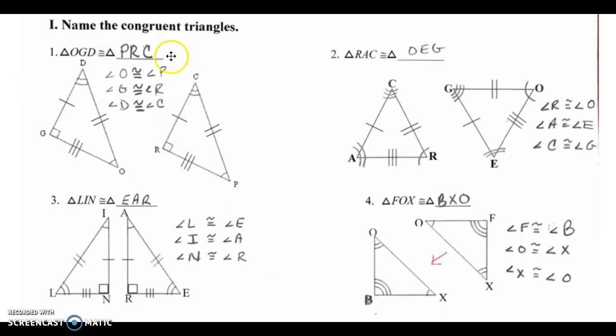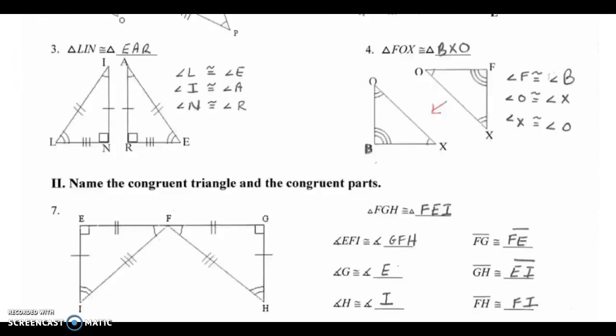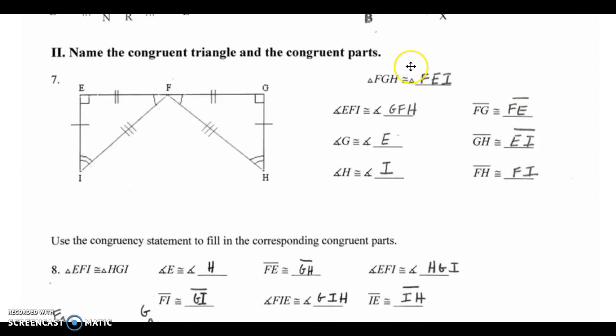Order is always important with a congruent statement because the congruent statement's job is to tell you which of the individual vertices are congruent to each of the other individual vertices. So in this example, it says FGH, same idea, FGH. So going in that same order for the other triangle, we had to go FEI.